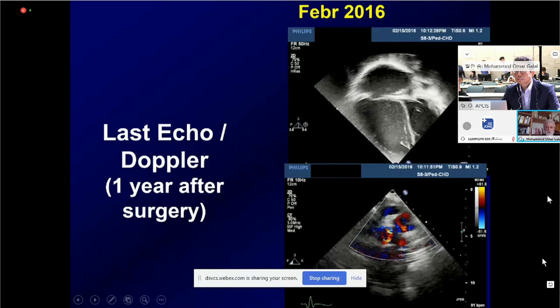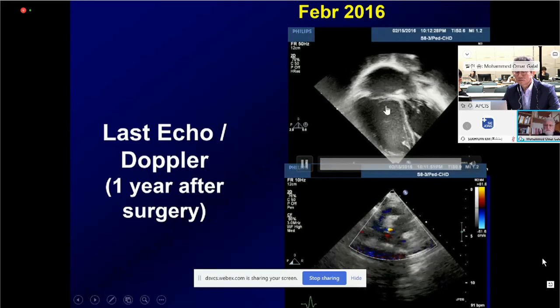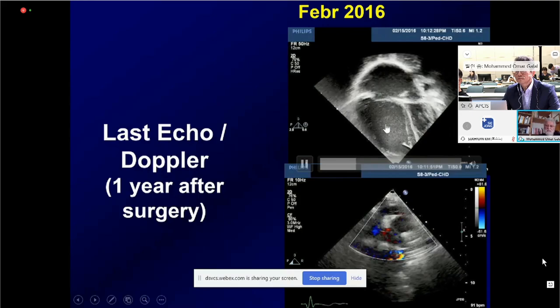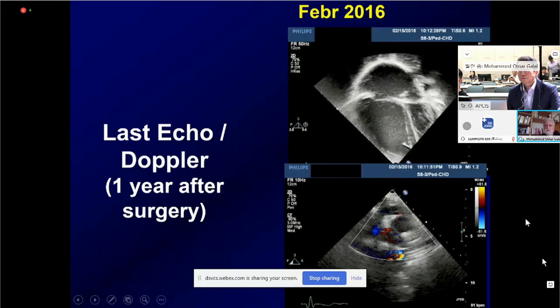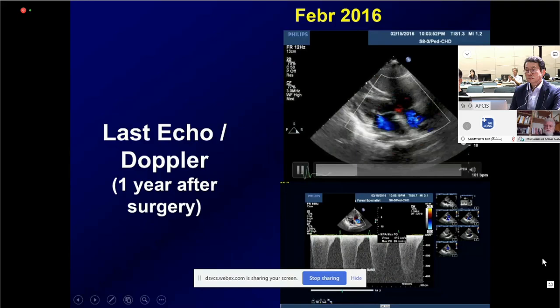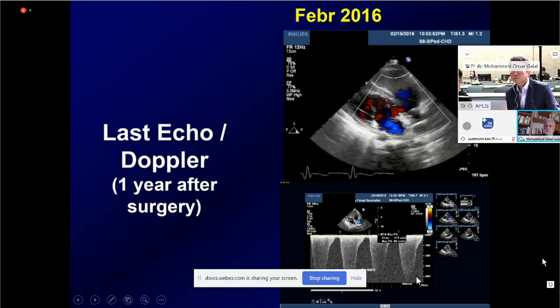But as you notice here, first of all, this is the Glenn, quite patent. But unfortunately here, you see, this is the left ventricle, and probably the banding and the stenosis caused dilatation and impairment. This is the large ASD, and this is the right ventricle, which looks quite good. This is a short axis view showing the velocity across the banding, and this is the gradient, which is above, let's say, 70 millimeters of mercury.